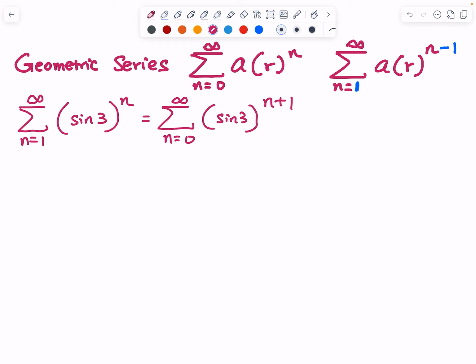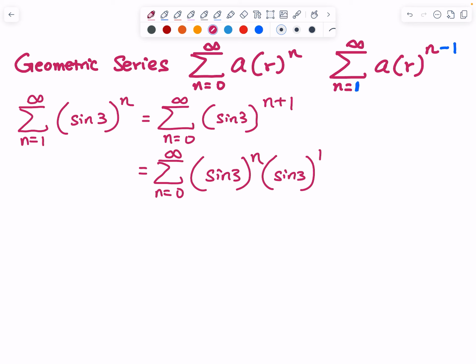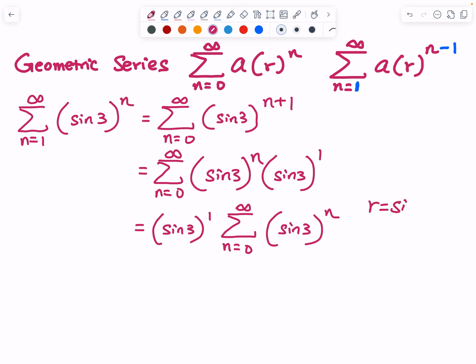Since we studied how exponents work, for n plus 1, I can do a summation, n goes from 0 to infinity, of sine 3 to the n, times sine 3 to the first. You have the same base, so all you need to do is add the exponents, and the first power never changes. You can pull that out, so you have sine 3 first power, times a geometric series, n from 0 to infinity, of sine 3 to the n. So now you have a geometric series, and the common ratio is sine 3.